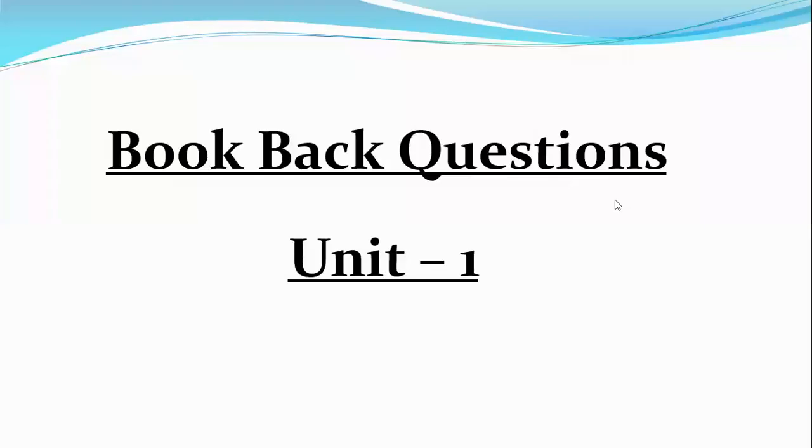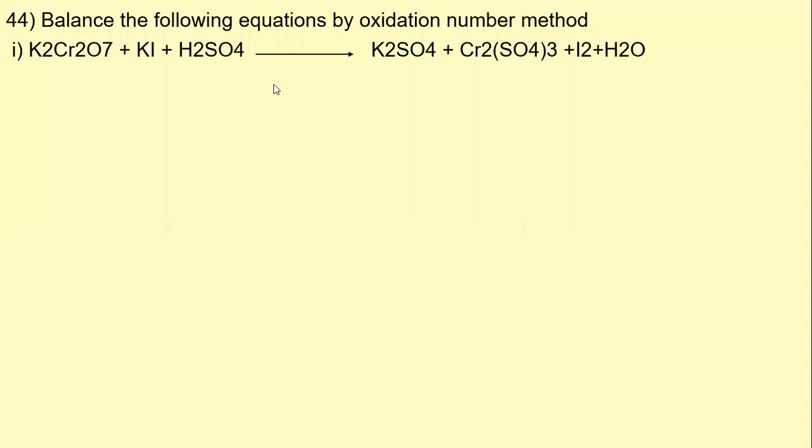Children, now in this video we are going to discuss the book back question, that is question number 44: balancing the following equation by the oxidation number method. Once a question is given like this, you all know the first step. You have to calculate the oxidation number, and after that you have to find which one is the oxidation and which one is the reduction.